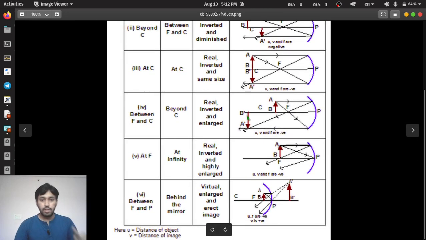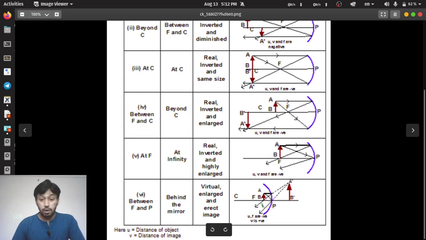Okay. And now the number 5. If the object is at focus, then what will happen? The light rays after reflection will be meeting at infinity. That means these 2 lines will be parallel and it will meet at infinity at some very large distance. So the nature of the image will be real, inverted and highly enlarged or highly magnified, you can see. And number 6 is between F and P.